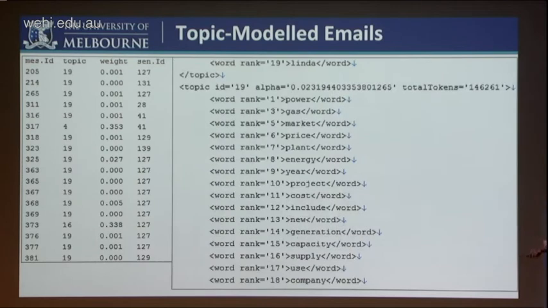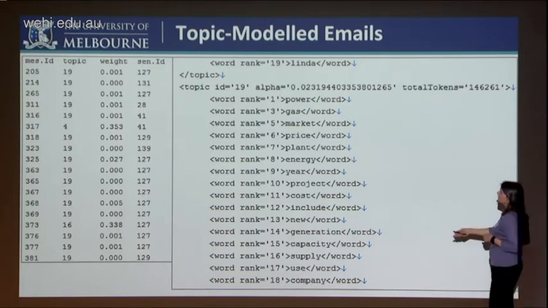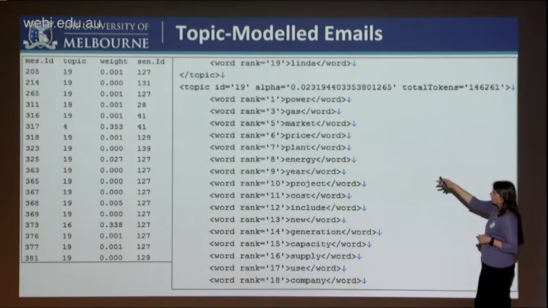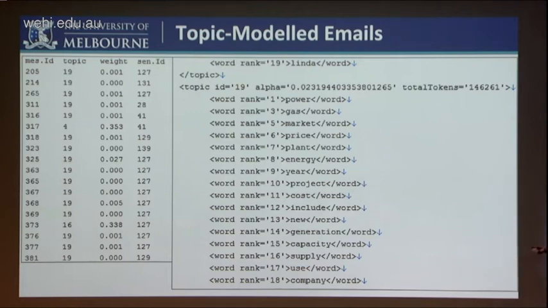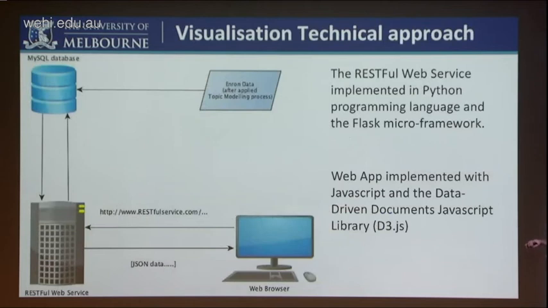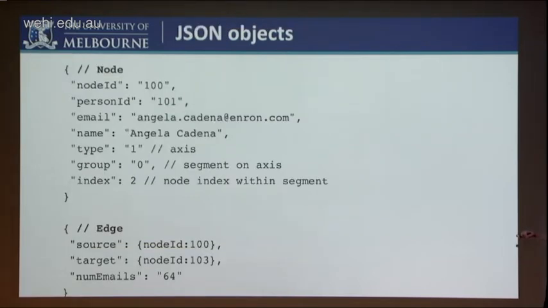So we took the Enron data set, and this is an example of one of the topics. So here we're talking power, gas, market, price, plants. It's a collection of words that represents a theme that's emerged from the data set. We implemented this as a RESTful web service, again using Flask, and then, as I said, used the D3 library.